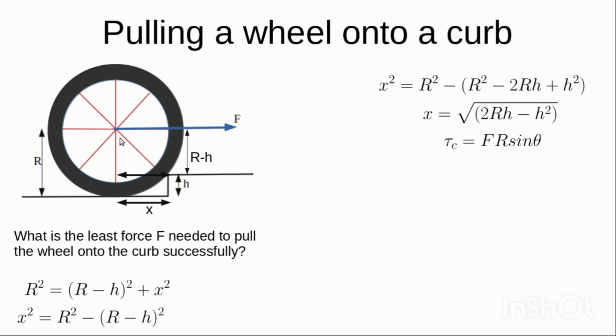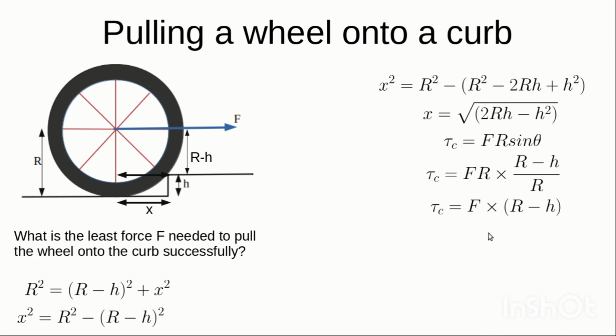Then sin theta is this angle here that this particular force makes with this particular radius. To find sin theta, which is this angle, we know that sin theta is opposite over hypotenuse. That gives us r minus h over this r. Then r takes care of r. So our clockwise torque, TC, is equal to F times (r minus h).